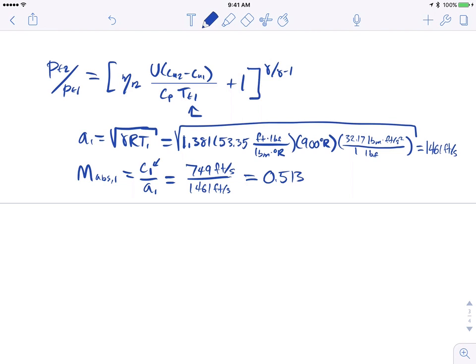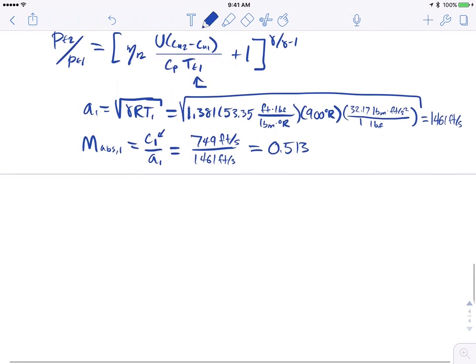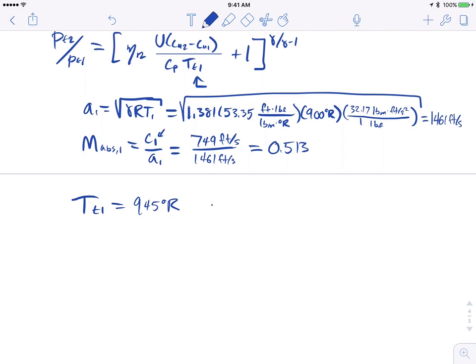We can then use that together with our isentropic flow relationships and the given inlet properties to get an inlet total temperature of 945 degrees Rankine and an inlet total pressure of 167.1 psia.